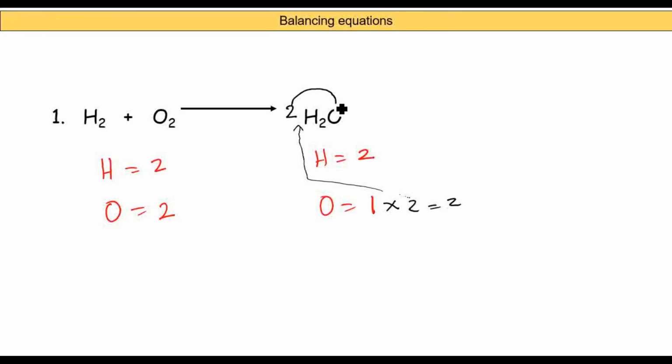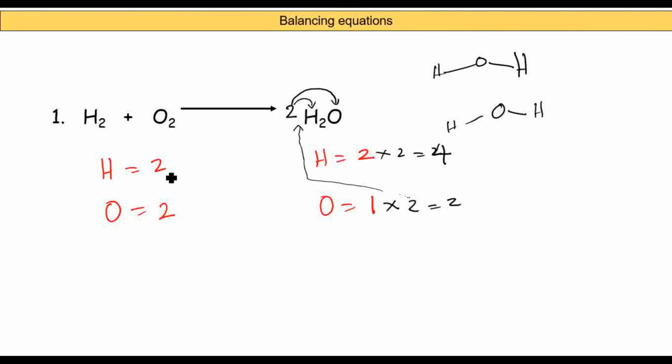That 2 that you're timesing it by needs to go in front of the compound. So now you have 2 oxygen, but you've also affected your hydrogen. Now you have a total of 4 hydrogen. It's as though you are having 2 water molecules. So you now have a total of 1, 2, 3, 4. Just to be clear, you now have 4 there. So that is also affected. So now you have 4.